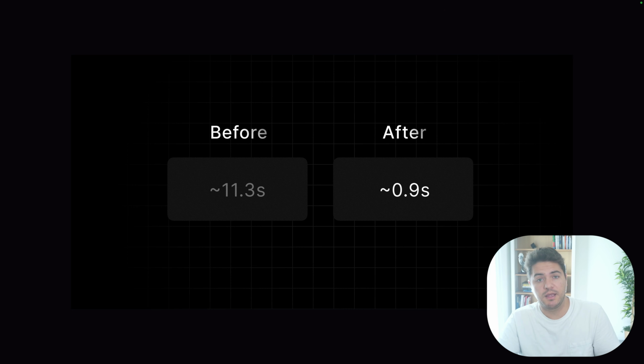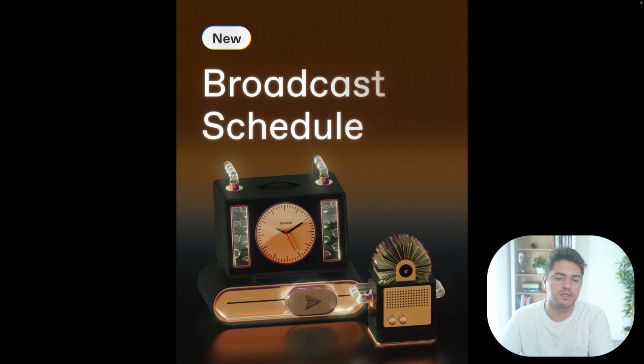There has also been a huge performance improvement when it comes to the startup time of React Email. So the P99 for the startup time before was 11.3 seconds, and now it's 0.9 seconds. So that's an 11x performance improvement. We're very happy, and we'll continue to invest in performance to make the developer experience as smooth as possible.